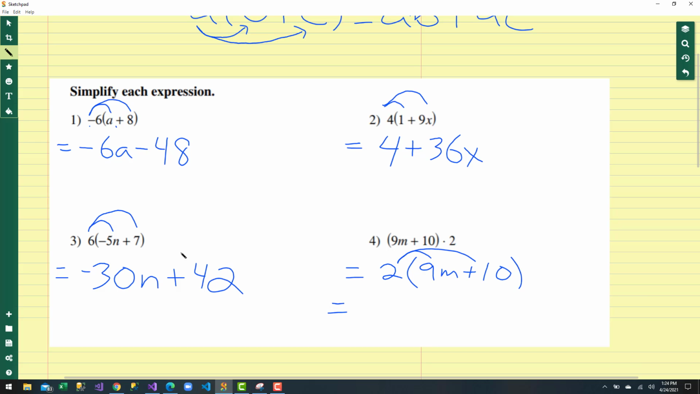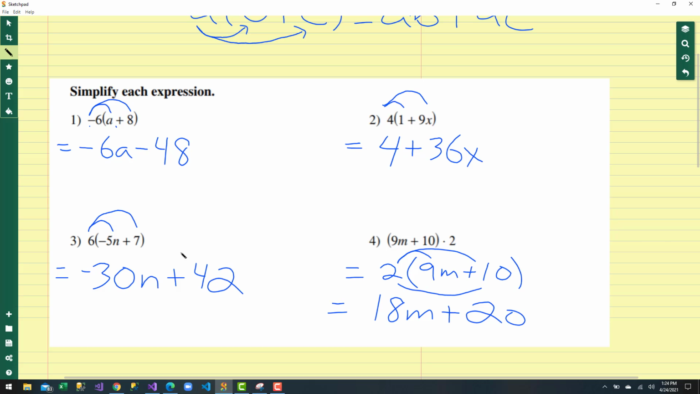All right, so we have positive 2 times 9, positive, that's 18. And we copy the m. Now we go 2 times 10. Positive 2 times positive 10, same sign, multiplying, that's positive. And 2 times 10 is 20.